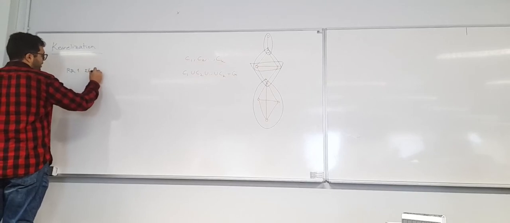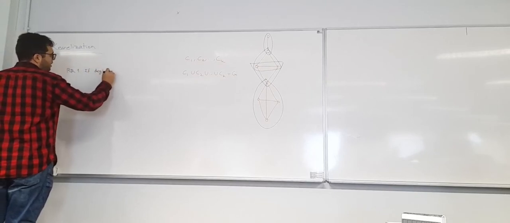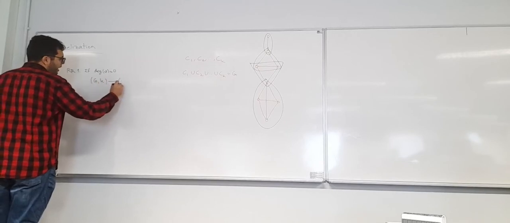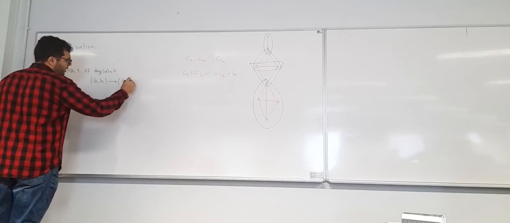If the degree of V is 0, then just take your instance (G, k) and turn it into (G minus v, k).